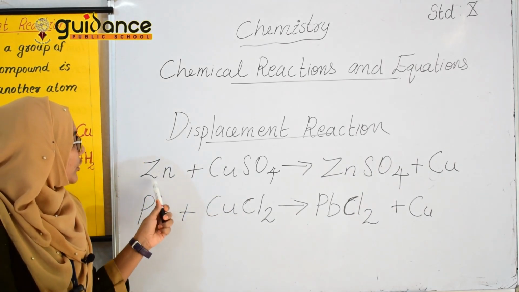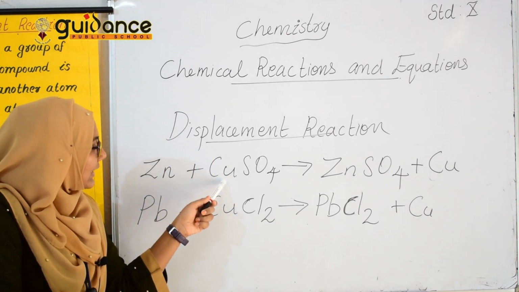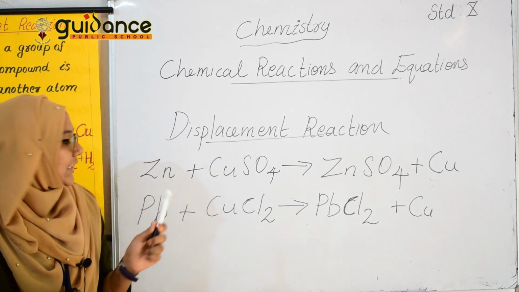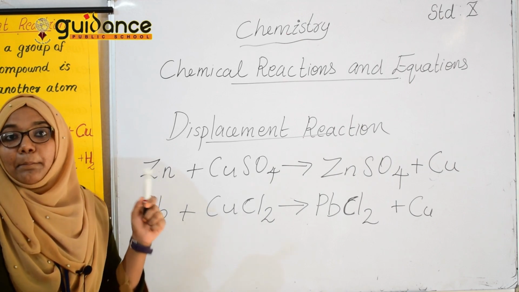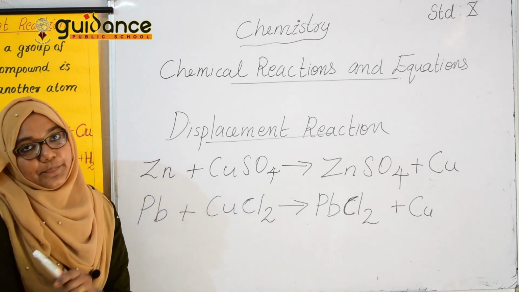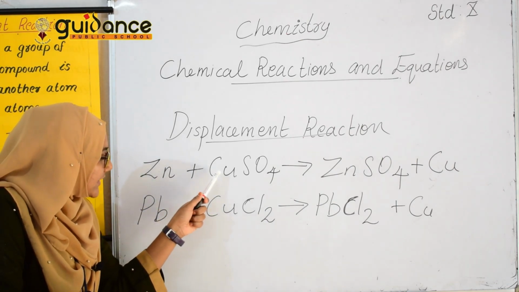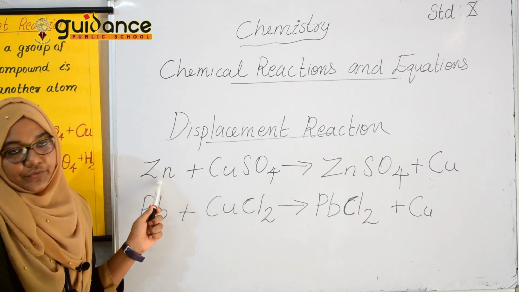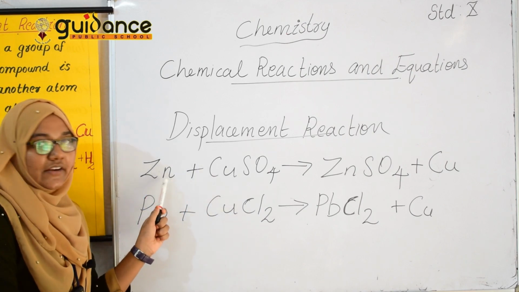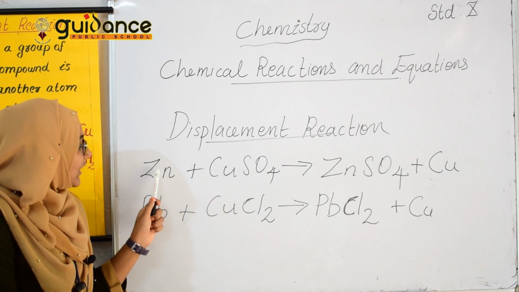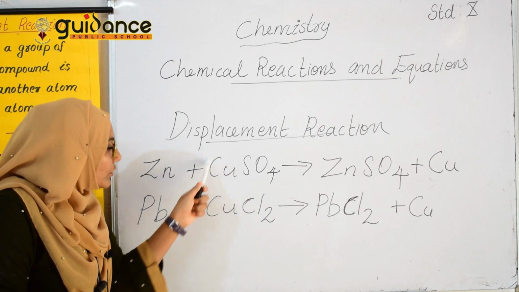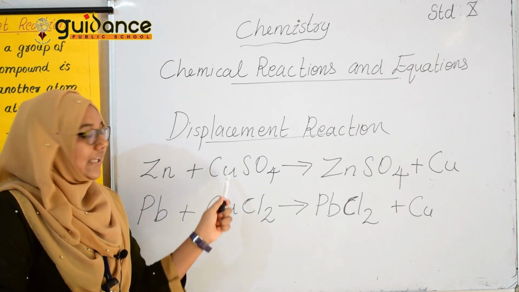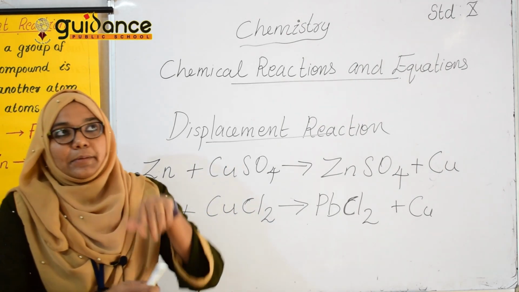Okay, if we want to replace one element with the other element, this element should be more reactive than this. That means this copper should be less reactive than zinc. Which one is more reactive? Zinc will be more reactive. Then only this zinc can remove this copper from here and take that place. Okay, I will tell you one example.